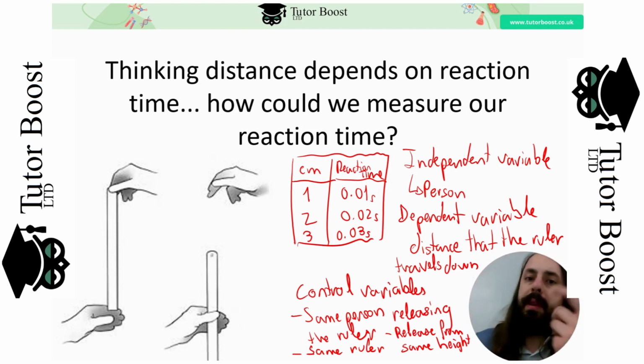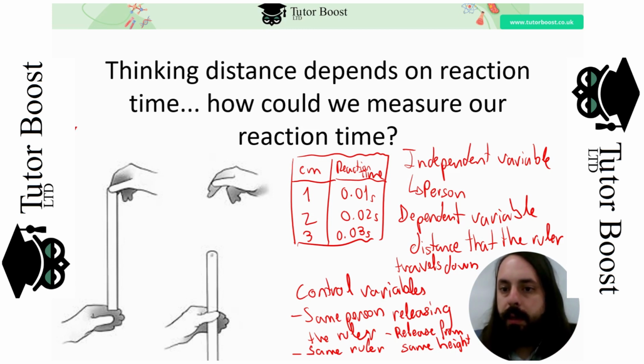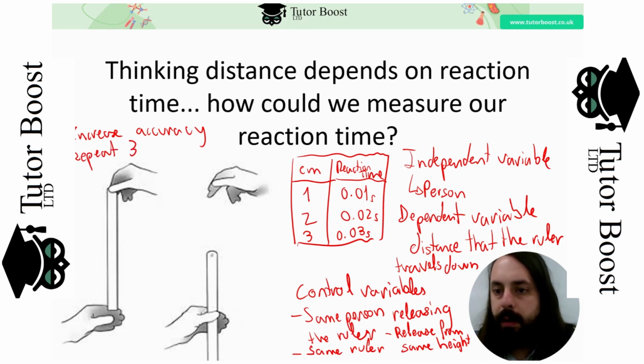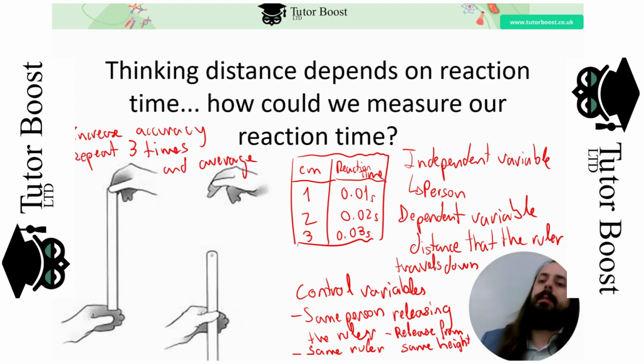Now, as with every science experiment, how can we make our results more accurate? You cannot just say repeat 3 times, it will not get you a mark. You could say, for example, to increase accuracy, repeat 3 times and average. Okay, perfect. And let's move on.